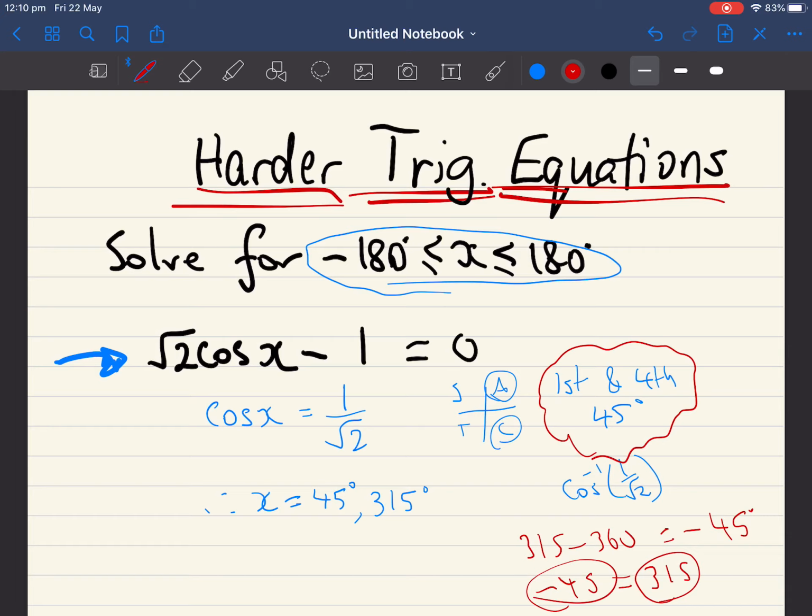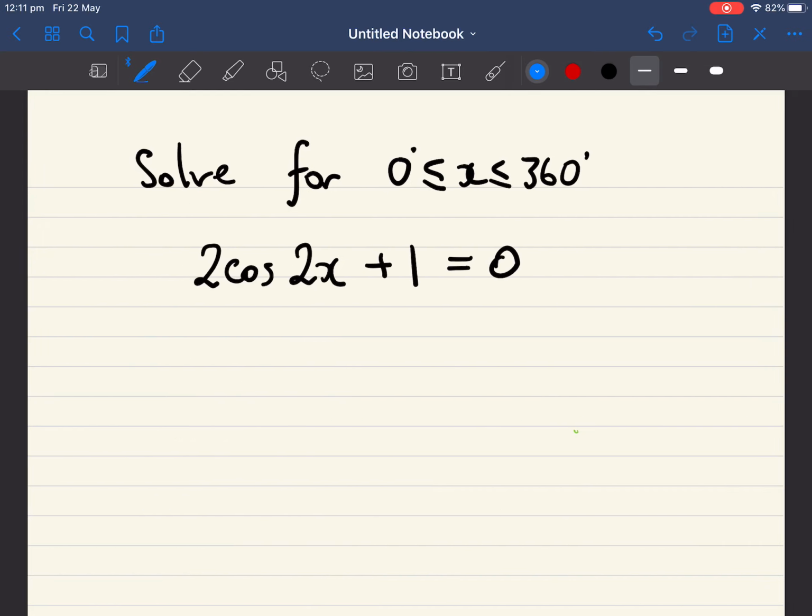They're the same angle. So to finish off our solution, we make sure our solutions are in the right domain. The first one was good, 45 degrees. The second one we're going to rewrite as minus 45 degrees. Or if you wanted to, you could have written this as plus or minus 45 degrees. And that's the first one solved.